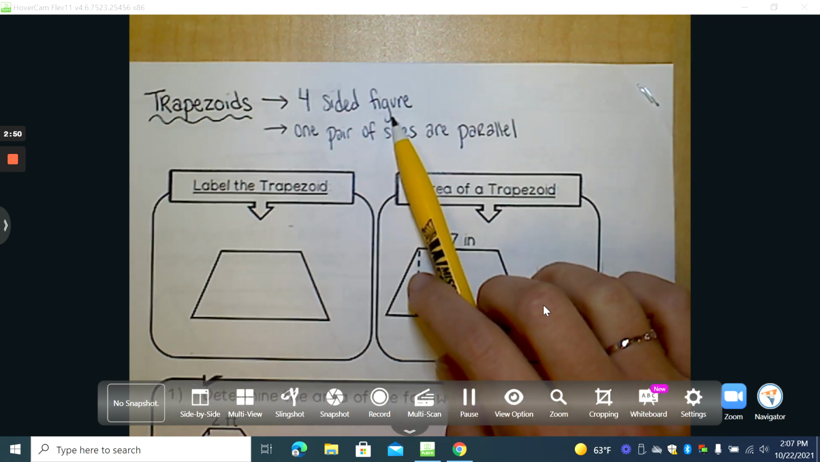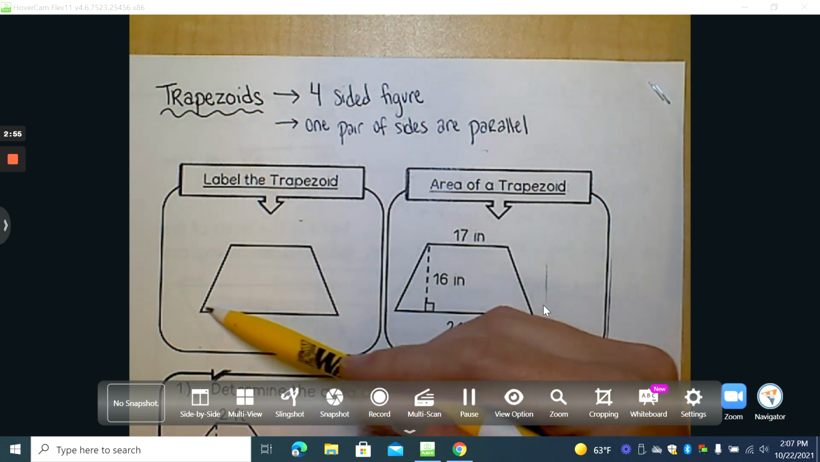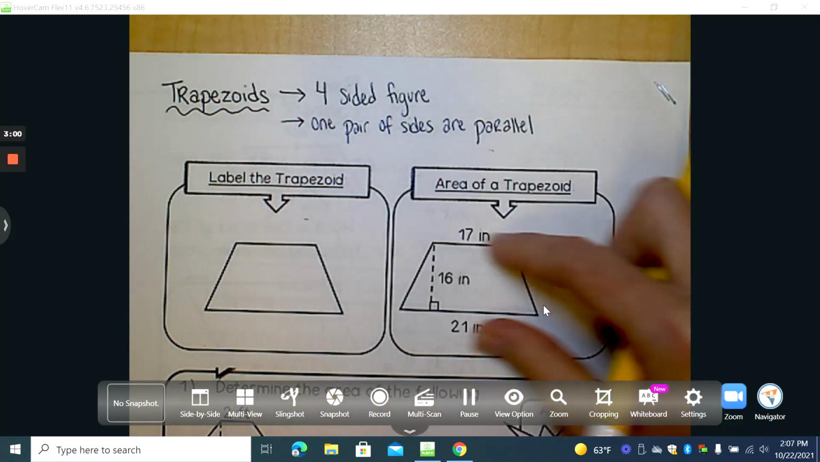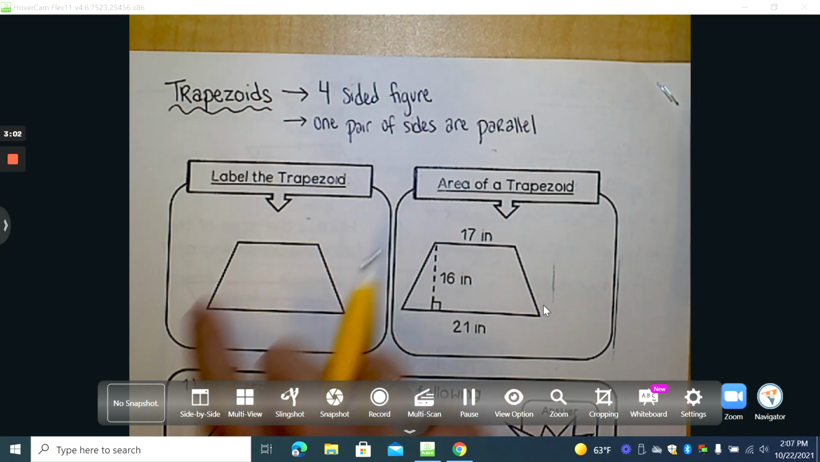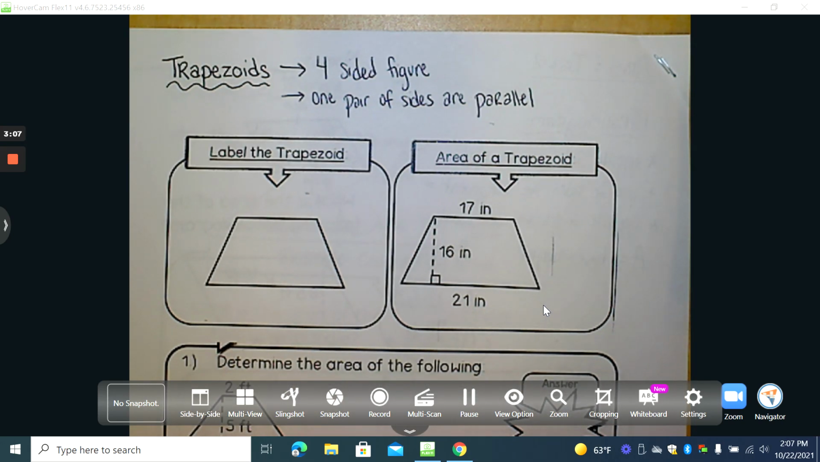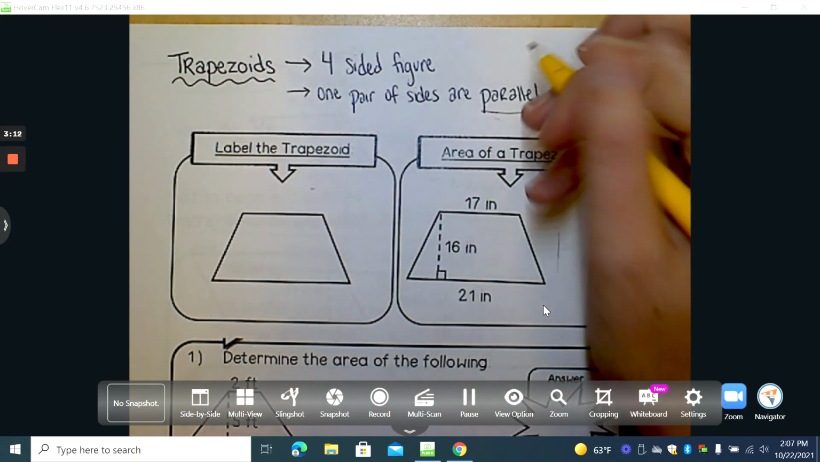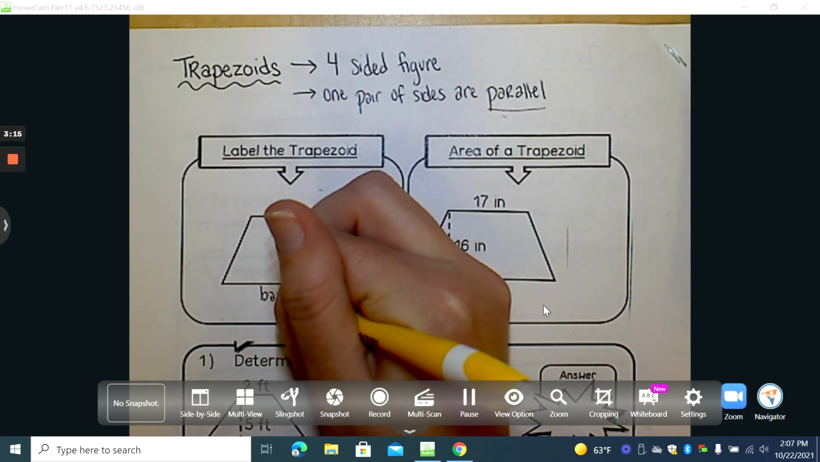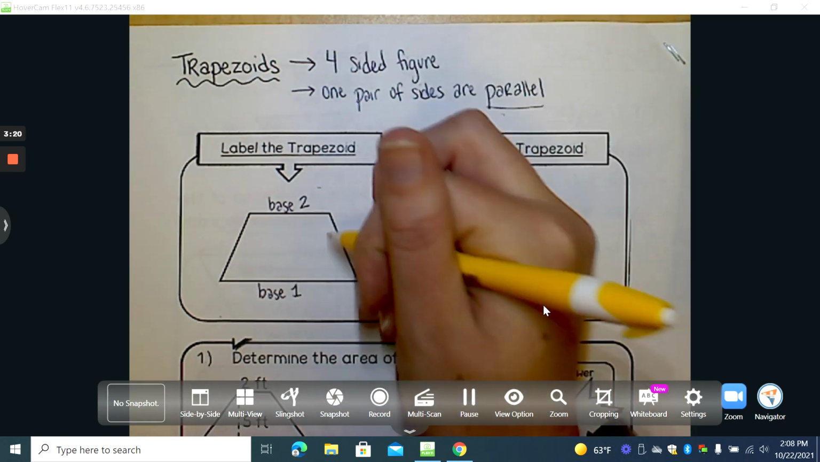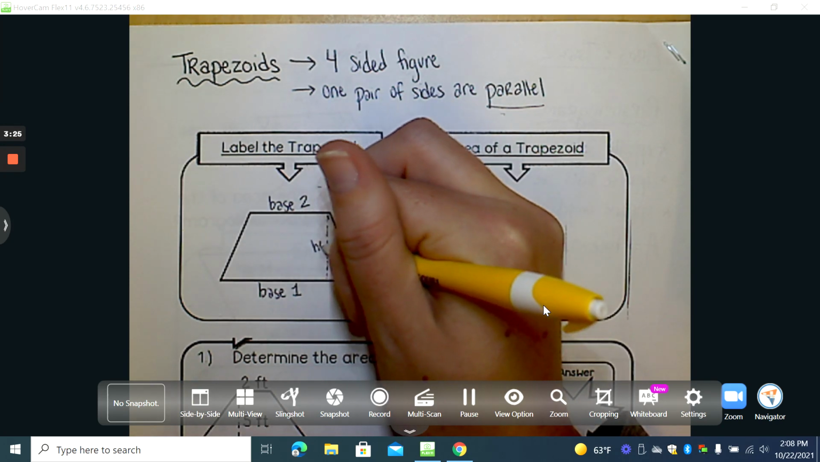So trapezoids are a 4-sided figure, and essentially they just have one pair of sides that are parallel. So this side and this side are never going to intersect each other. They are perfectly parallel forever and ever, but the other set of sides are not parallel. They are intersecting in some form or fashion if they were to extend. And so I have just one pair of parallel sides. Those parallel sides are called my bases, base 1 and base 2. And anything in between, the distance here, would be my height.